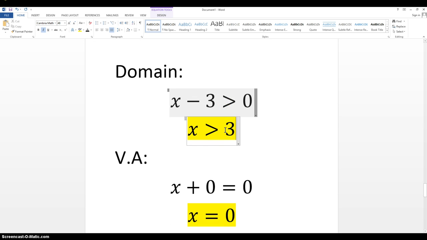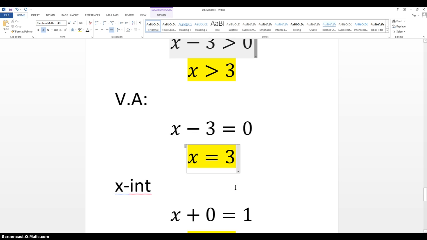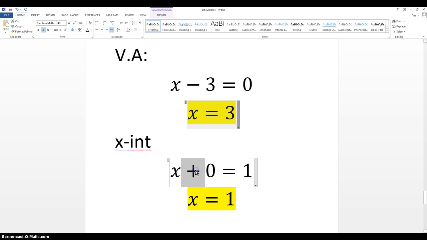Now moving on to my vertical asymptotes. I still have my bx plus c part, so I have x minus 3, and I set it equal to 0. All I need to do from here is solve for x, so I get x equals what? x equals 3, correct. And then I have my x-intercepts. Well, what do I take? For my x-intercept, I take my bx plus c and I set it equal to 1. So I have x minus 3 equals 1. I move this negative 3 to the other side, so I add 3. And what is 1 plus 3? 4. So my x-intercept is x equals 4.